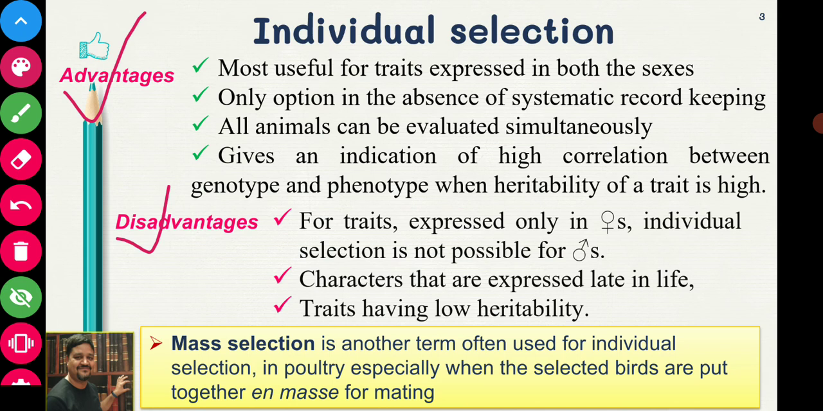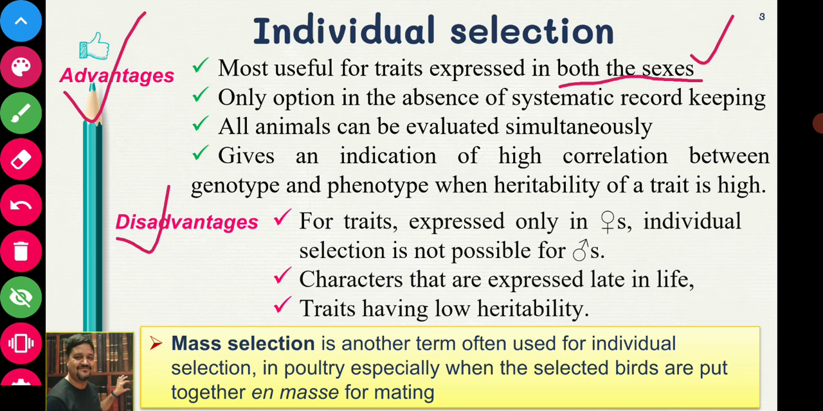The first thing is that it is most useful for traits expressed in both the sexes. That means there are certain traits which are not expressed in both the sexes. So what are those traits? The trait milk yield. Milk is not given by a male animal, so you cannot perform individual selection in male animals for milk production. Why? Because this trait is not expressed by a male individual. So individual selection is useful for traits expressed in both the sexes.